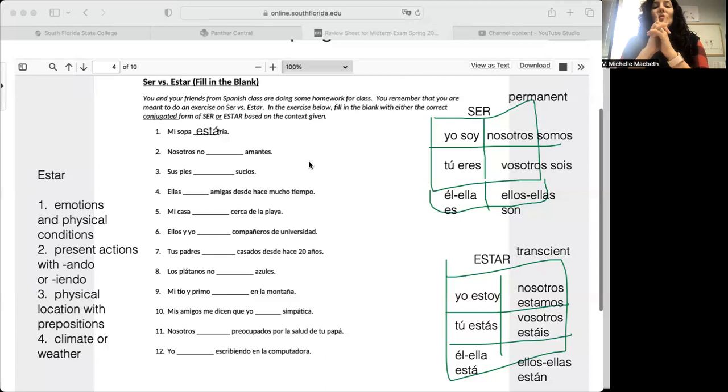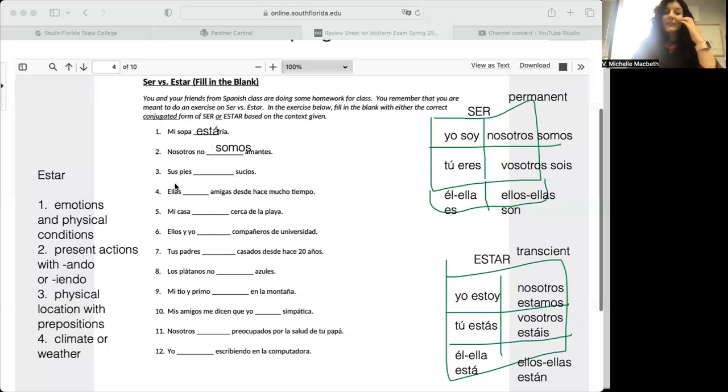Then I say nosotros no amantes. Amantes is like lovers, right? So is being a lover with someone an emotional or physical condition? No. Is it a present action using an ando or a yendo? No. Is it a physical location that uses a preposition? No. Is it talking about weather? No. So what does it have to be? It has to be ser. And in this, right, it's identity. So nosotros no somos amantes.